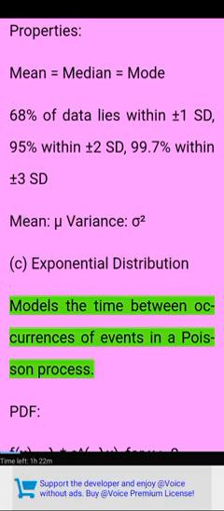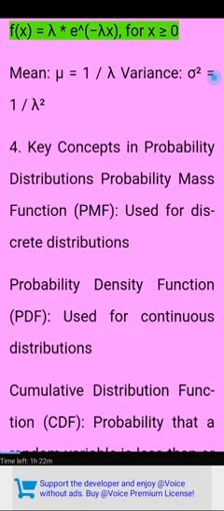C. Exponential distribution. Models the time between occurrences of events in a Poisson process. PDF: f(x) equals lambda times e^(minus lambda x) for x greater than or equal to 0.